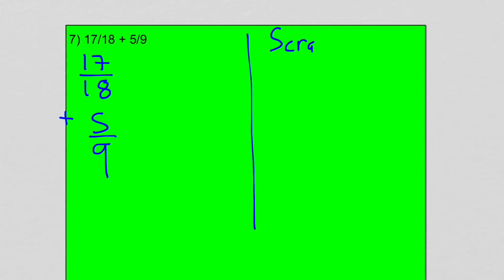So you got the fraction 17 over 18 plus 5 over 9. And I'm going to make an area for scrap or mental work, but I know a lot of you will not need that. Call that scrap or mental math.